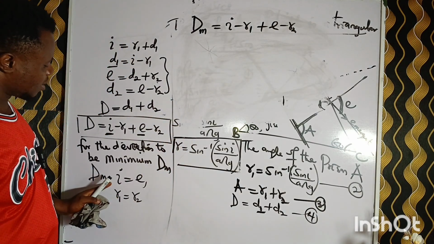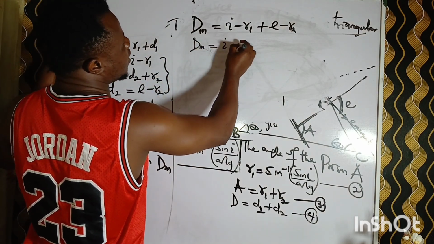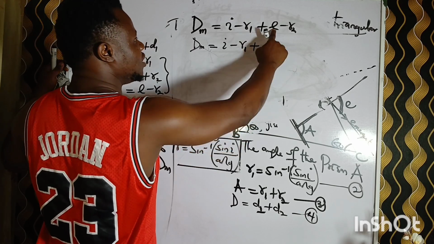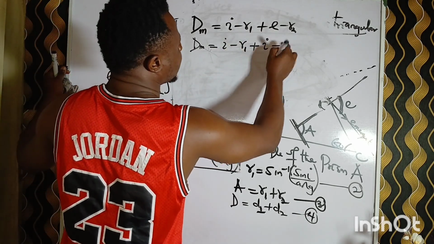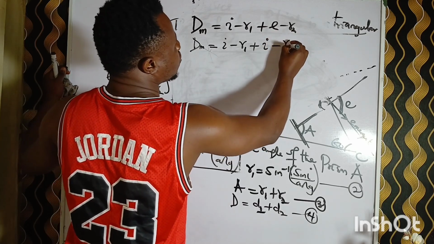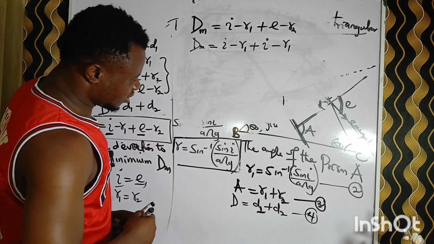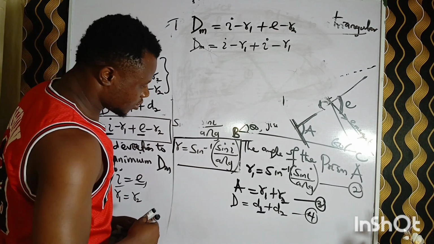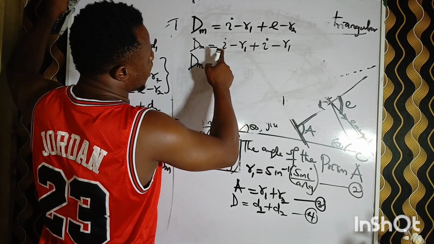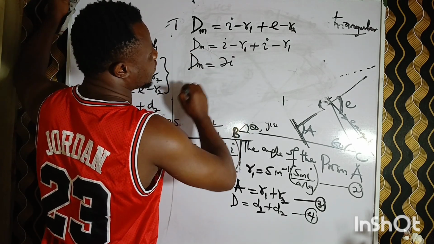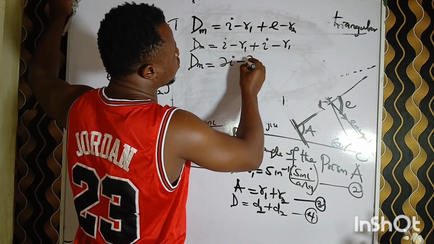So since we are talking about the minimum deviation, our dm is equal to I minus R1 plus E, and E is the same thing as I. So we put I here, minus R1. R2 is also the same thing as R1. Now I can say that our dm is equal to I plus I, which is 2I, and minus R1 minus R1 will give us minus 2R1.